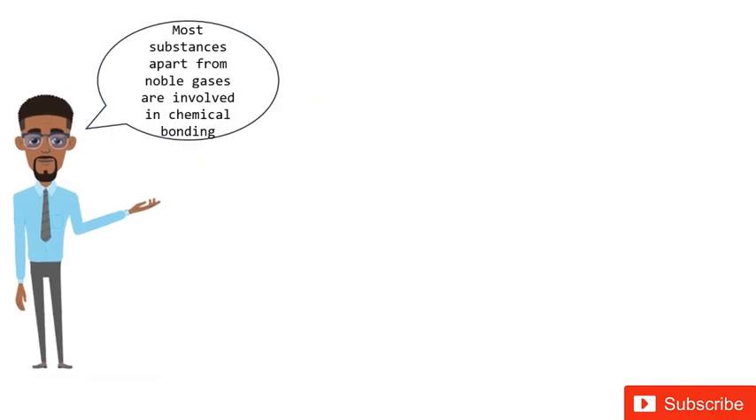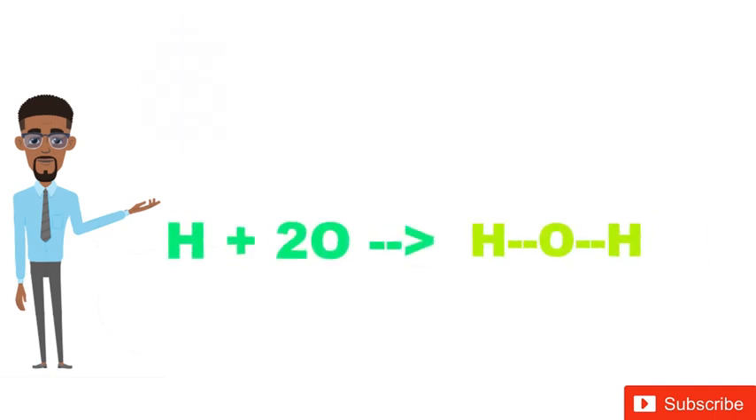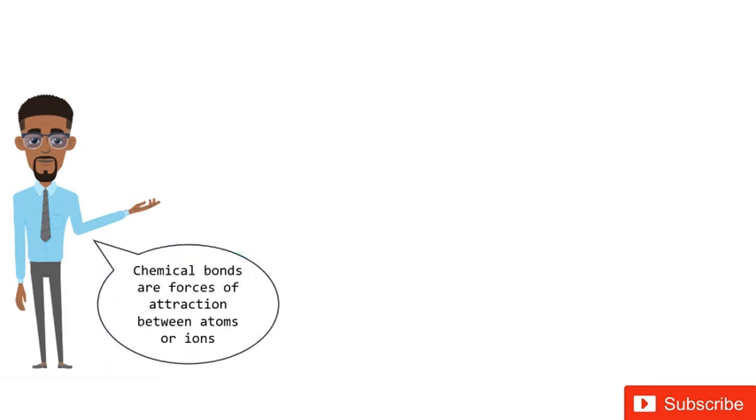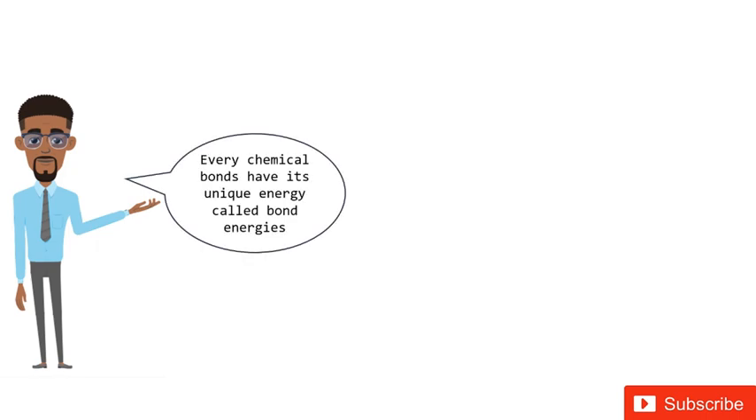Most substances apart from noble gases are involved in chemical bonding. For example, hydrogen forms a bond with oxygen when it forms water. Chemical bonds are forces of attraction between atoms or ions. Every chemical bond has its unique energy called bond energy.